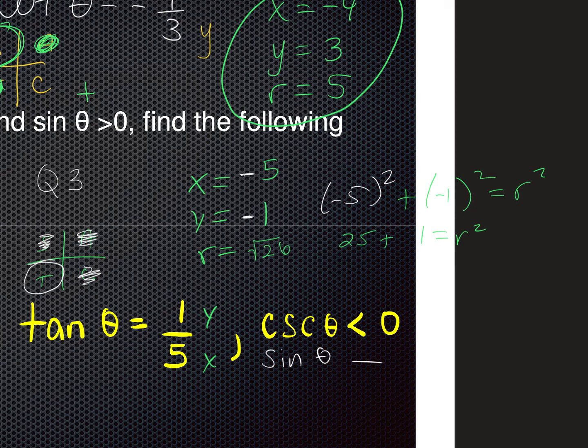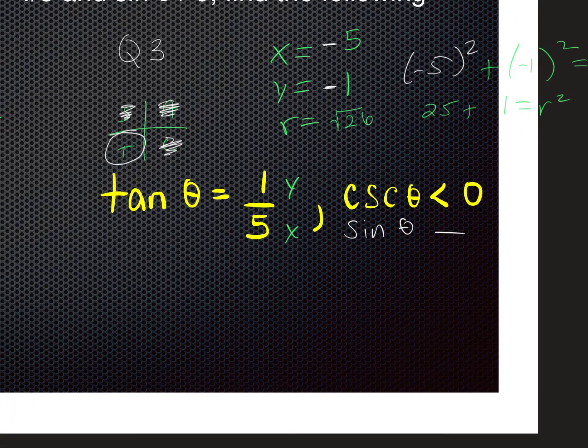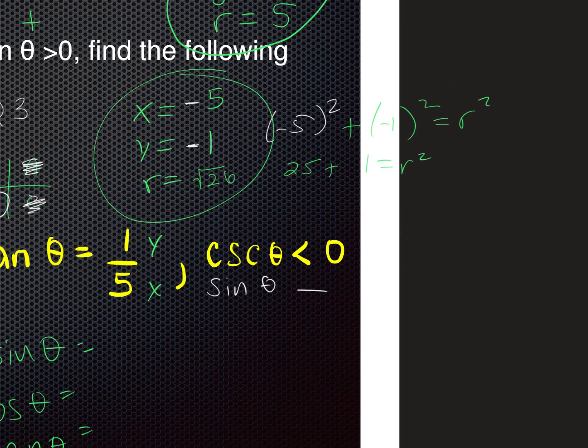You guys need to be able to reason through this, and then you have to do the square root of 26 in your head, and if it breaks down. But now to do your trig functions, sine theta, cosine theta, tangent theta, and the reciprocals, you guys could all figure that out now, right? Because we have our x, y, and our r.